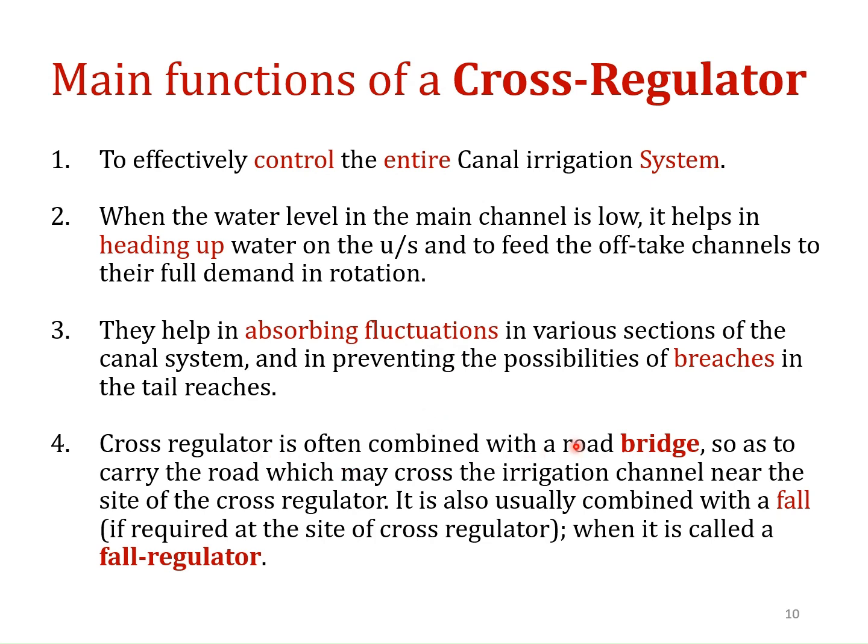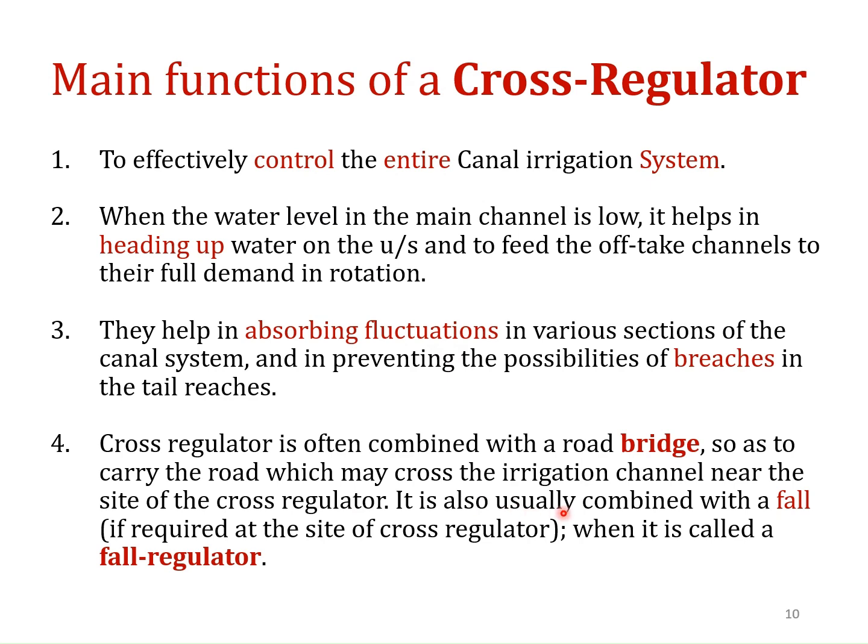Cross regulator is often combined with the road bridge. So there is a provision of bridge as well, so as to carry the road which may cross the irrigation channel near the site of the cross regulator, because the canal divides the villages and the lands of the people. So you need to provide bridge for people to pass, for the traffic, even for the animals, cattle, etc. So you also provide the bridge.